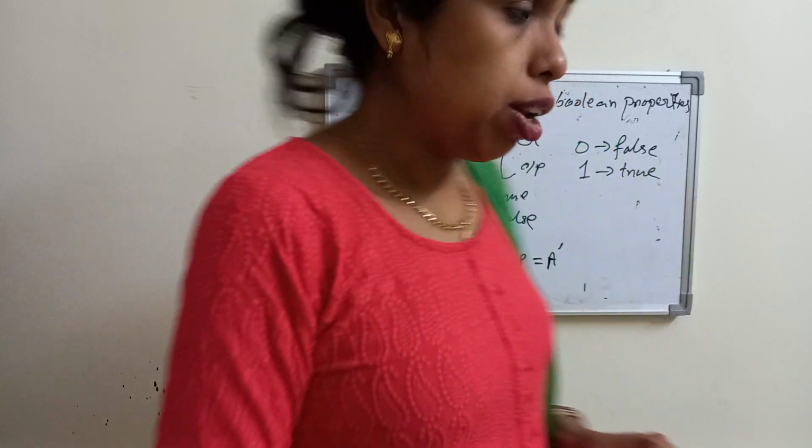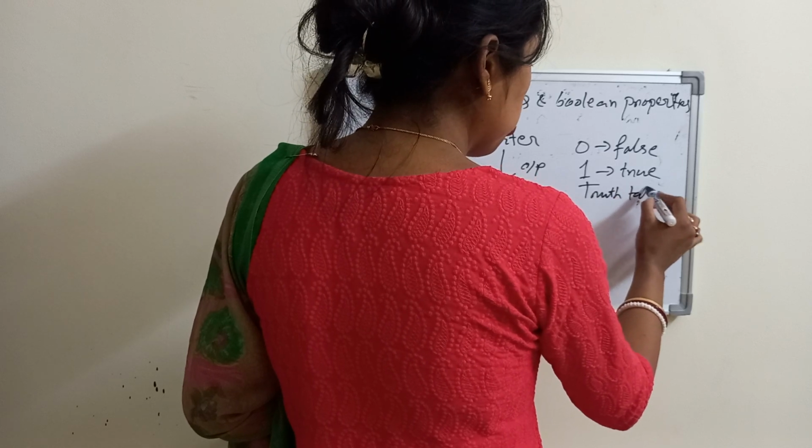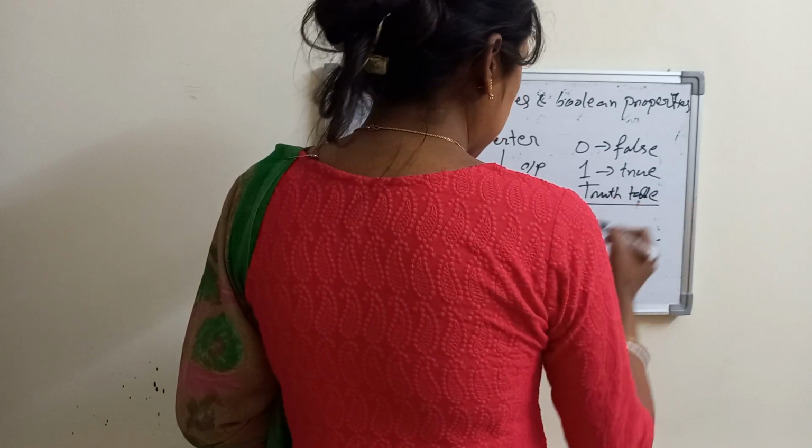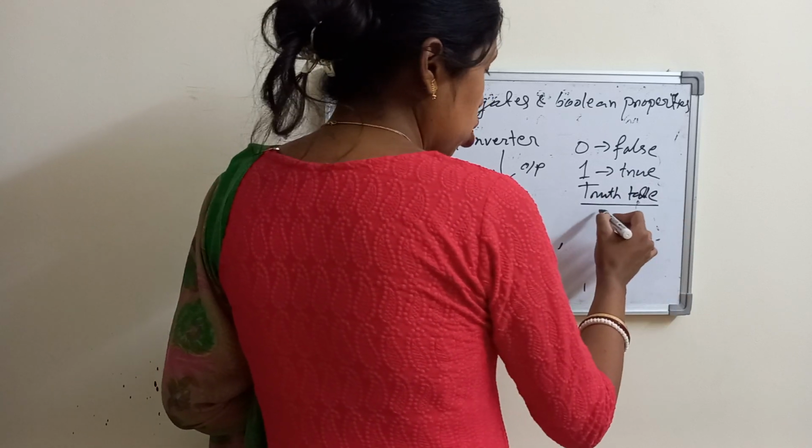So this you can write in one tabular form. That is called the truth table. The possible input and output combinations for a particular gate we can write in a tabular form. This is called the truth table.